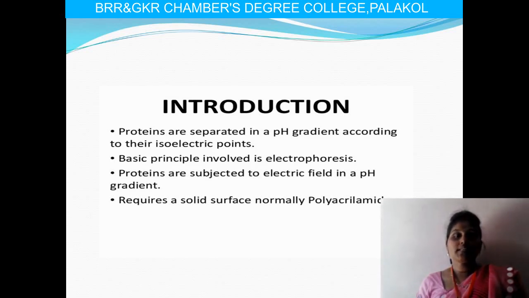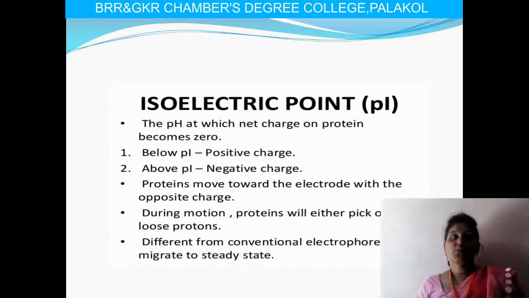Here proteins are subjected to an electric field in the pH gradient, and it also requires a solid surface, as normally we use polyacrylamide. First we have to know what is meant by isoelectric point. We also call it the pI. That means the pH at which the net charge on the protein becomes 0. Below pI, the protein has a positive charge. Above pI, it has a negative charge.